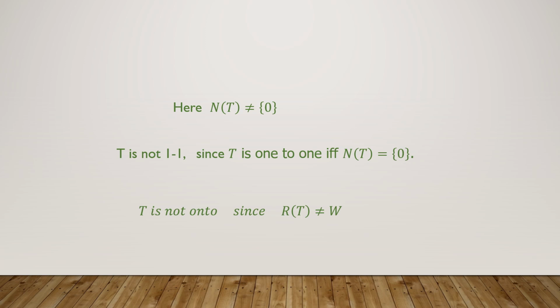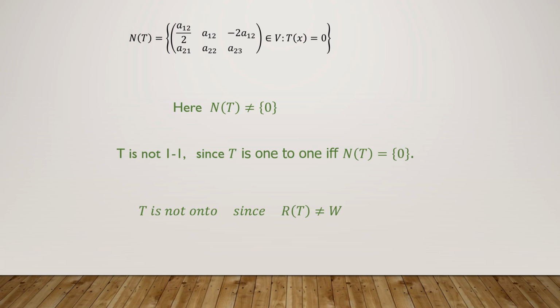You have to check whether T is 1 to 1 and whether T is onto. To check if T is 1 to 1, see the nullity. We know that the null space of the transformation is not equal to 0. So we can say T is not 1 to 1, since T is 1 to 1 if and only if N of T equals 0. Therefore, T is not 1 to 1. Also, T is not onto in this case, since R of T is not equal to W.